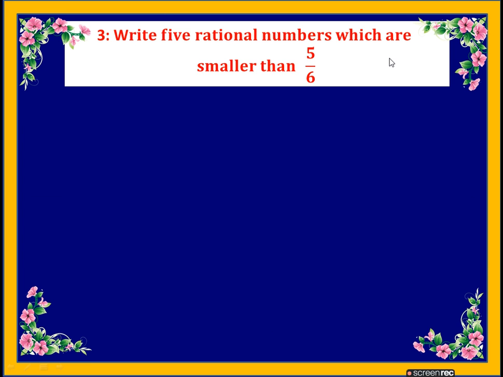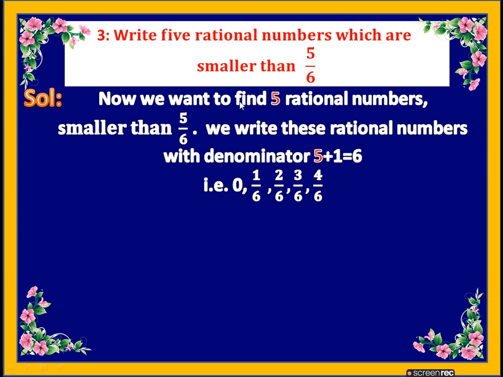Write 5 rational numbers which are smaller than 5 by 6. We have to write 5 rational numbers smaller than 5 by 6. How can we write? Let us see. Now we want to find 5 rational numbers smaller than 5 by 6. So we write these rational numbers with denominator 5 plus 1, 6. So 0. 0 by 6 means 0. 1 by 6, 2 by 6, 3 by 6, 4 by 6. These are all less than 5 by 6.